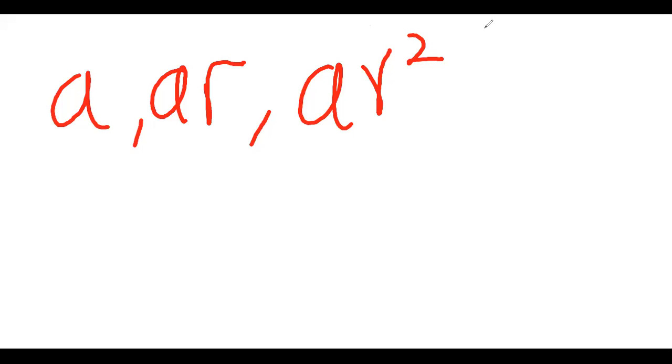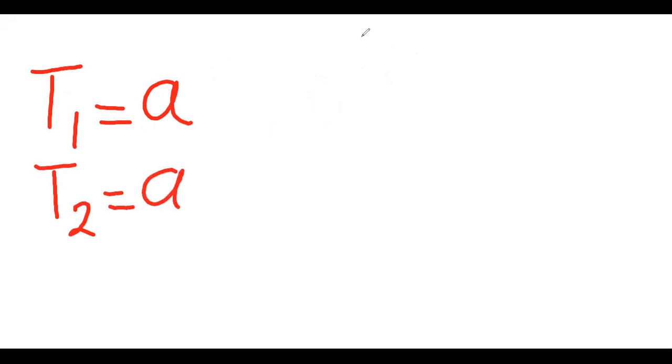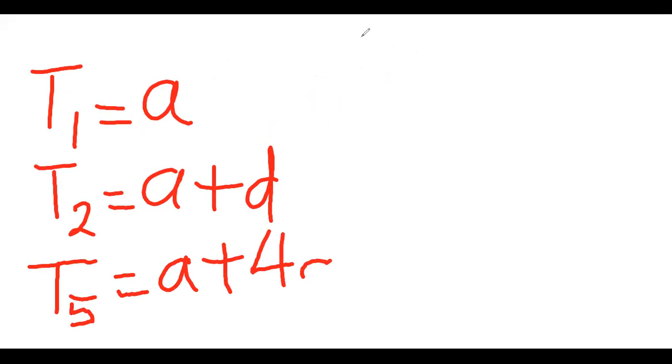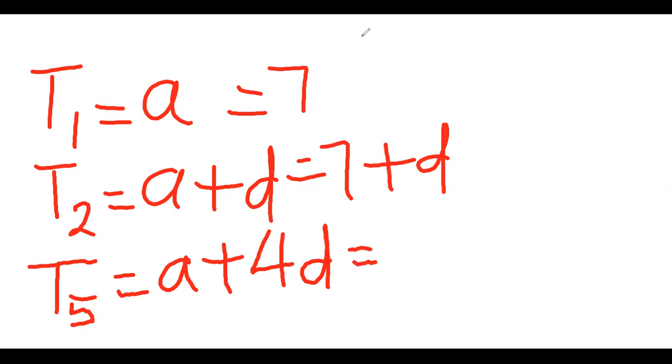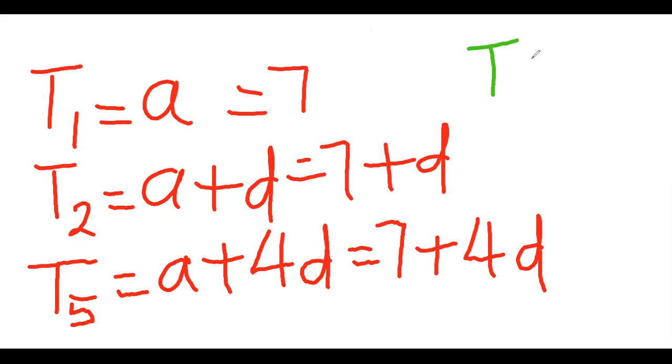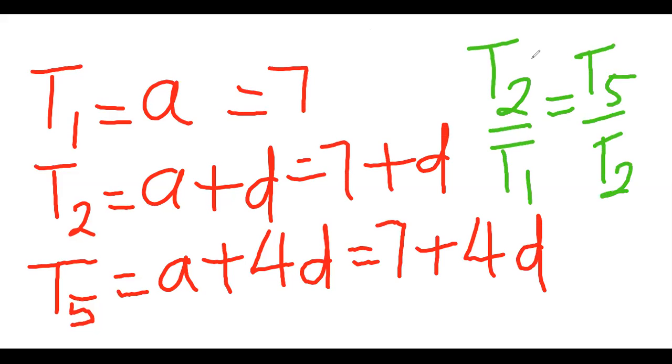That means it won't be out of place to say that the first term is A. So T1 is A, the second term of the AP, T2, is A plus D, and the fifth term, T5, is A plus 4D. Now we're given the first term, so T2 is 7 plus D, and T5 is 7 plus 4D. If these three terms of an AP correspond to three terms of a GP, we can say that T2 over T1 will be equal to T5 over T2.